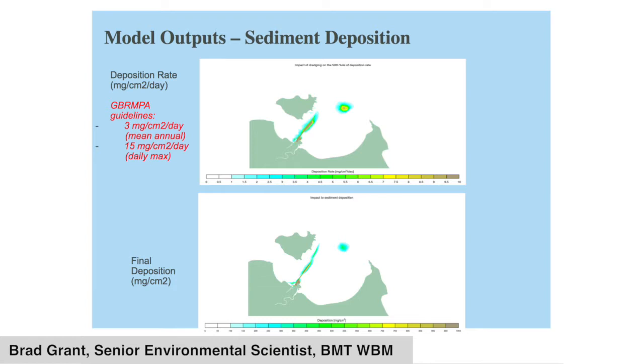The bottom plot's just the final deposition. So this is just at the end of the model run. This is where everything's sitting. And again, around the DMPA and then along the channel and in the harbour. And that scale there is, I can't even read it. It's about 250, I think. Right, milligrams per centimetre. 200. 200.